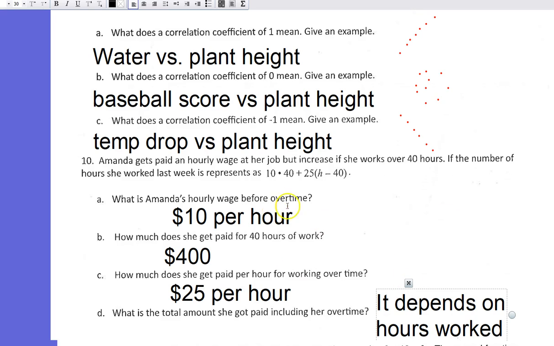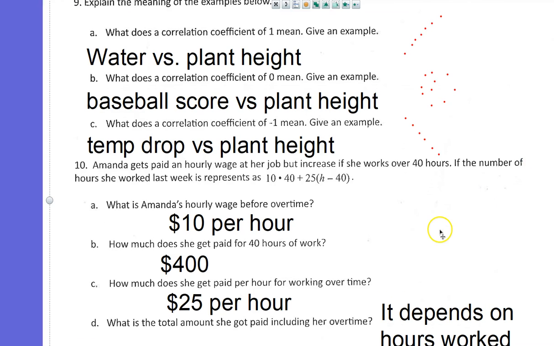It doesn't tell us how many hours she worked altogether.